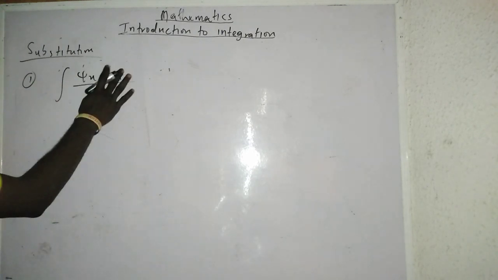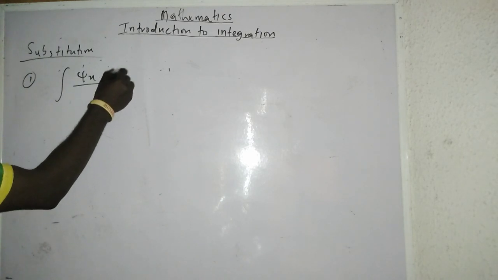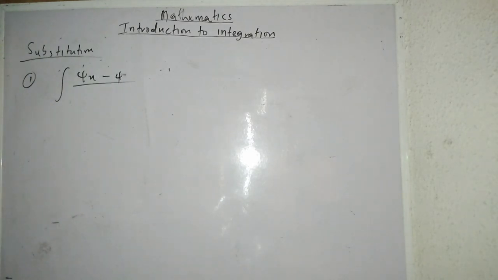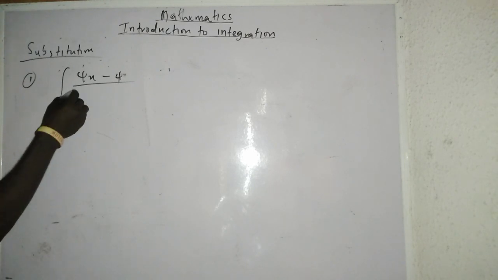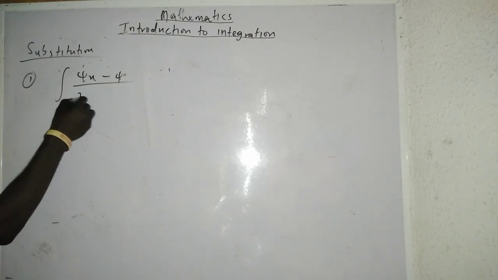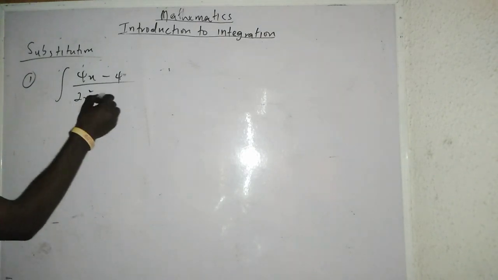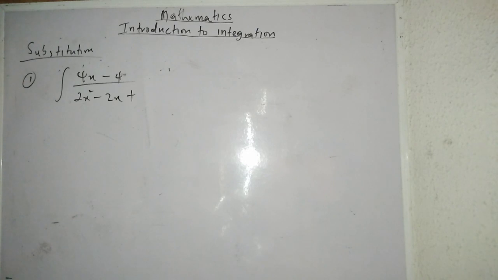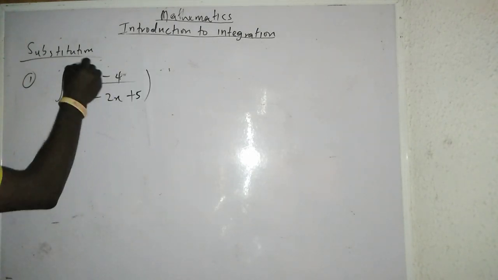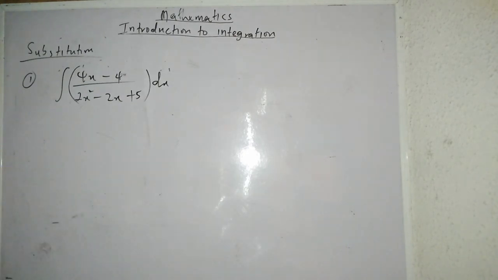okay, let me use 2 here. Minus 4 divided by the integral of 2x squared minus 2x plus 5 with respect to x. Now, another one also, but let me first solve this one.